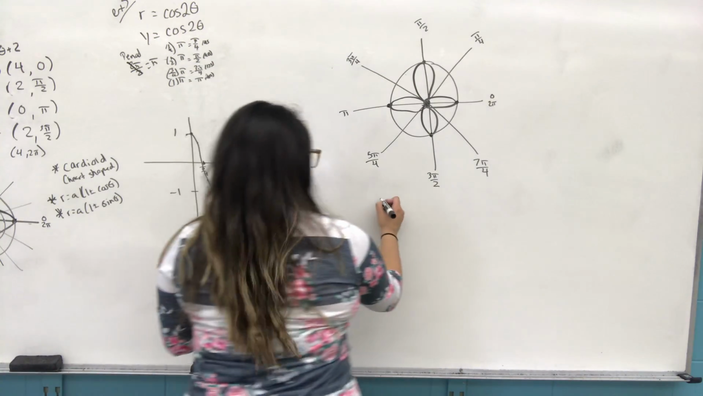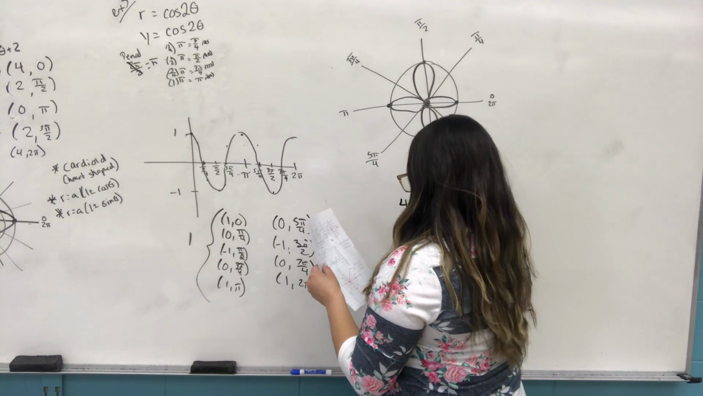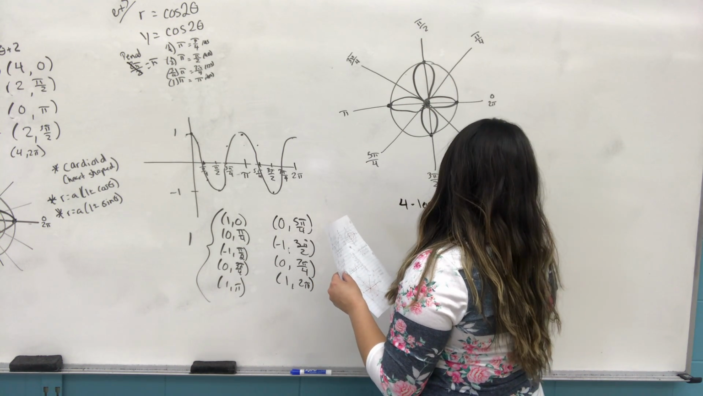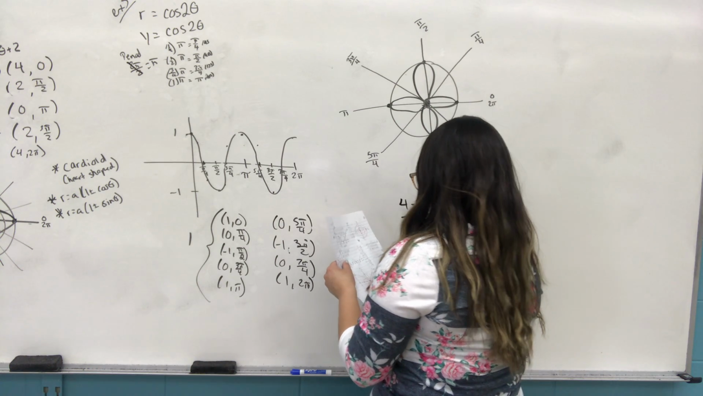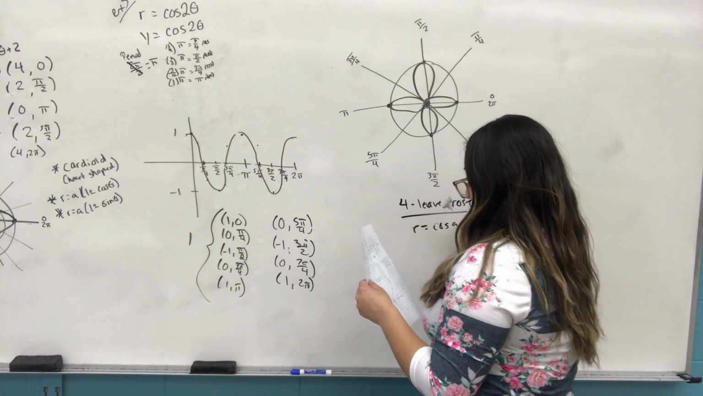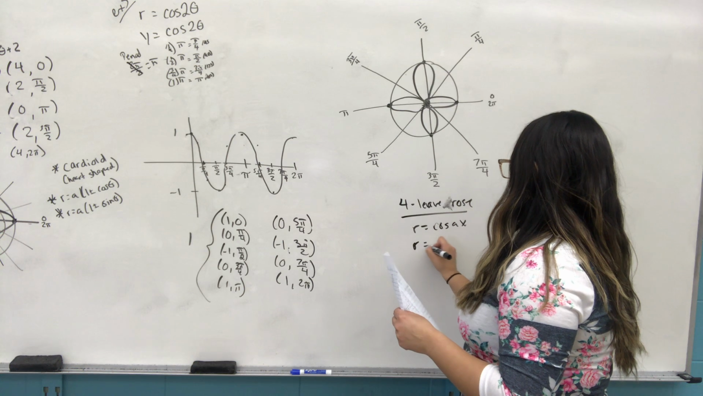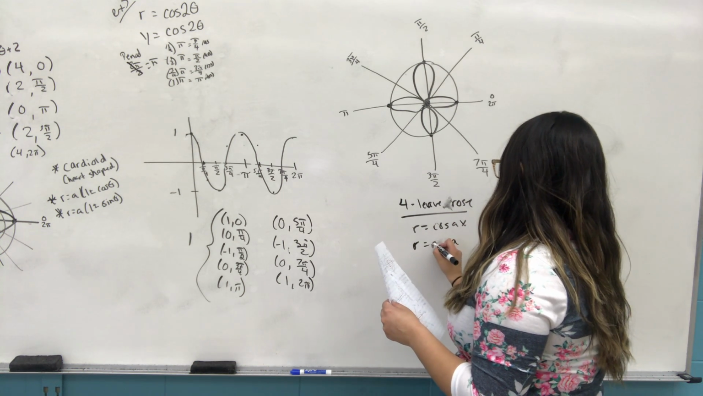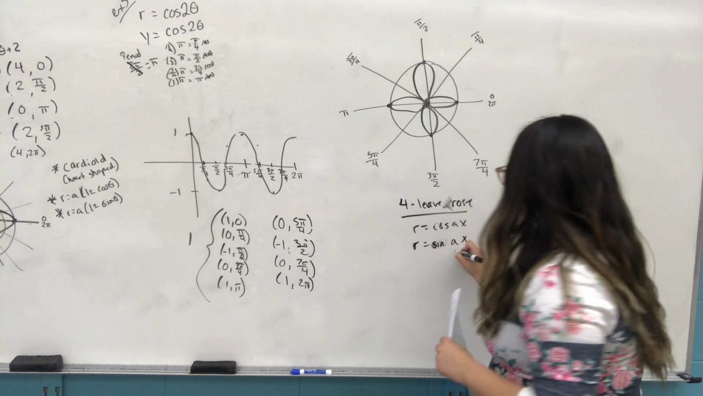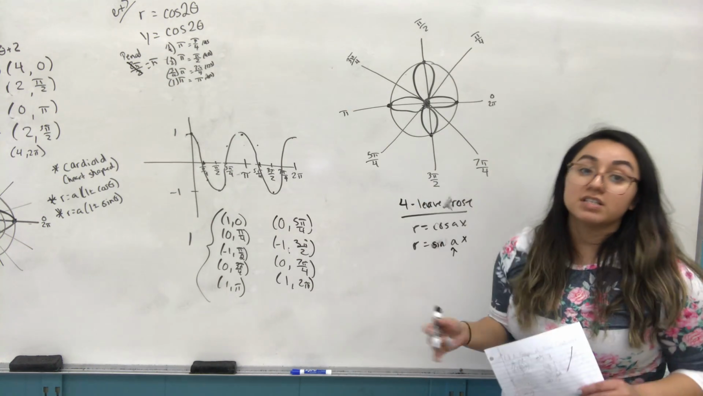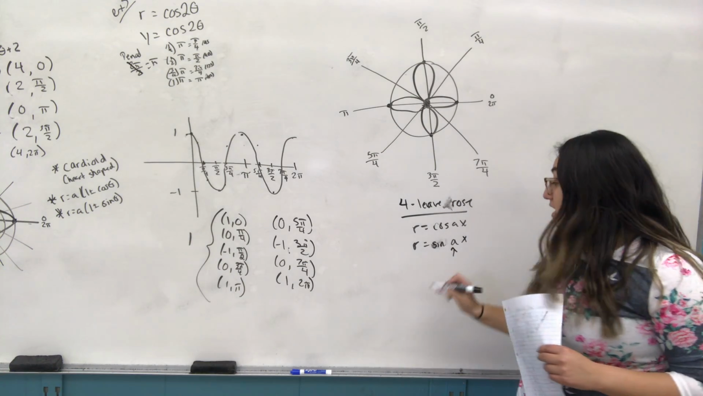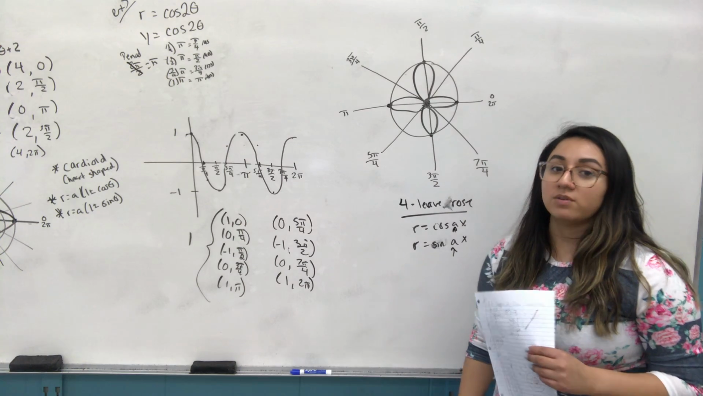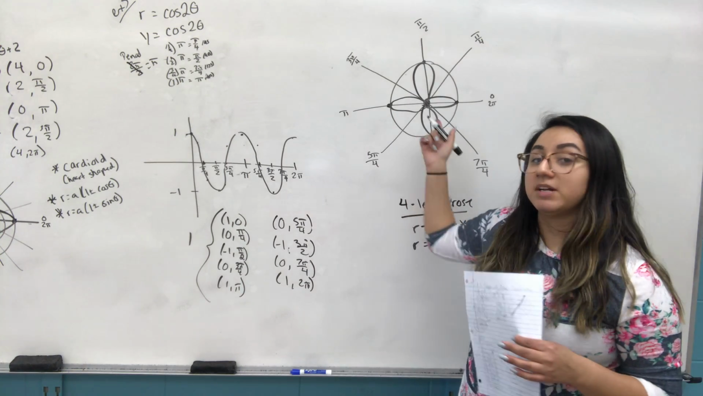The type of pattern that graph creates is a 4-leaf rose. The pattern for that is r = a cos(nθ) or r = a sin(nθ). Meaning, if there is a number directly in front of the theta or in front of the x, this is going to signify that it's a rose. And again, I'll show you later how each number determines the number of petals that it has.